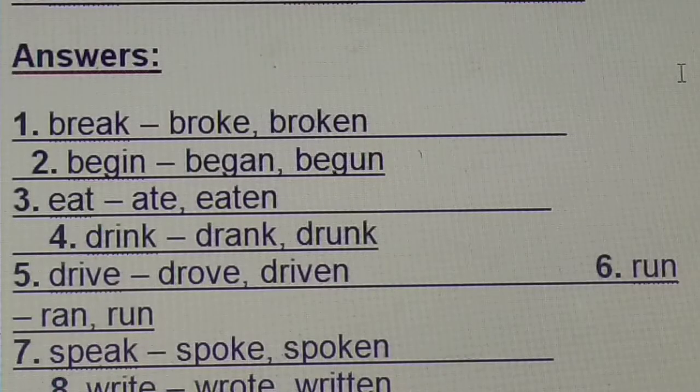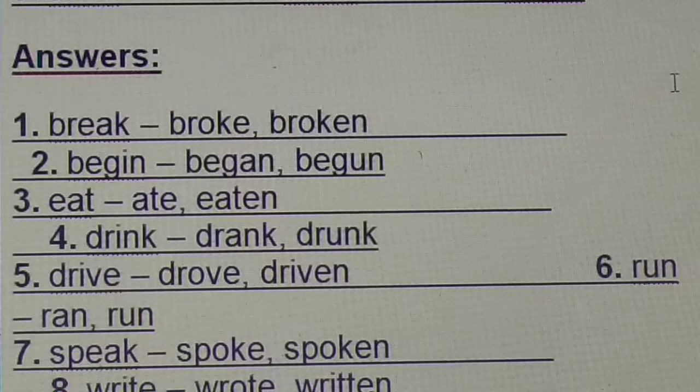Again, come on, children. I'm showing the answers to you. Please check. In case you got any answer wrong, please do the correction so that you learn the correct one. Okay. Break, what is it? Broke, broken. Begin, began, begun. Eat, ate, eaten. Drink, drank, drunk. Drive, drove, driven. So these are the answers.